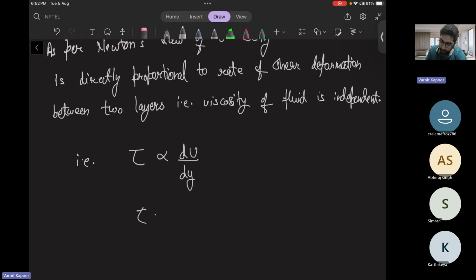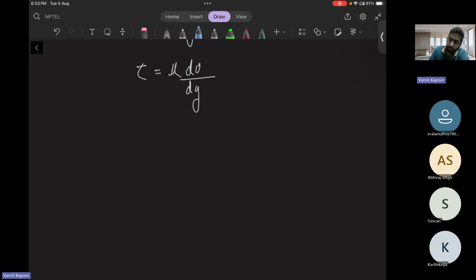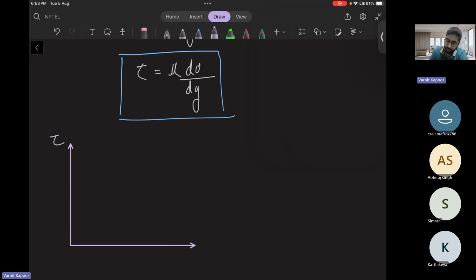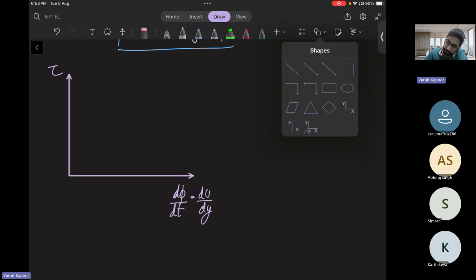and that is equal to mu du by dy, where mu is your viscosity, a fluid property, and shear stress is directly proportional to the gradient of velocity, or shear strain rate. So I can draw a plot like this. Here I have shear stress, and here I have shear strain rate, or you can say du by dy. We are talking about the linear regime.